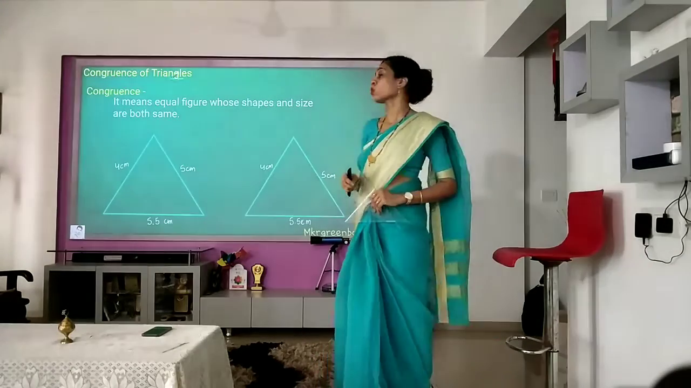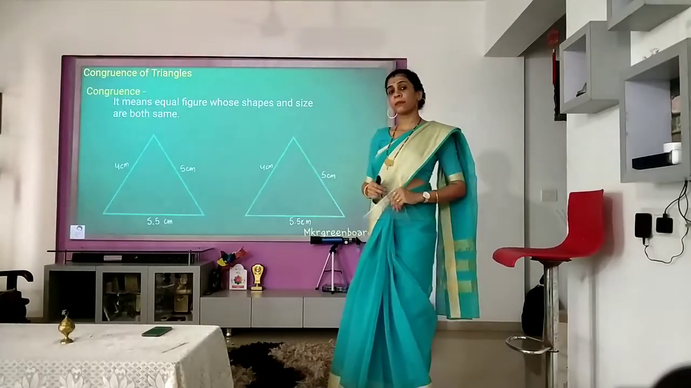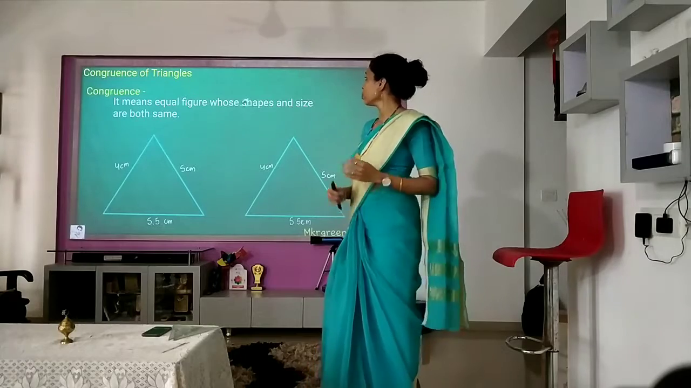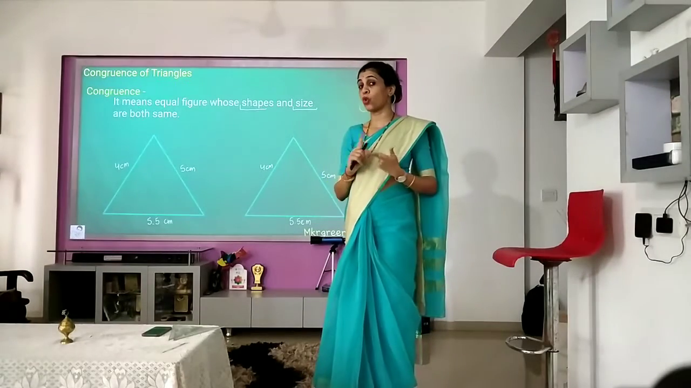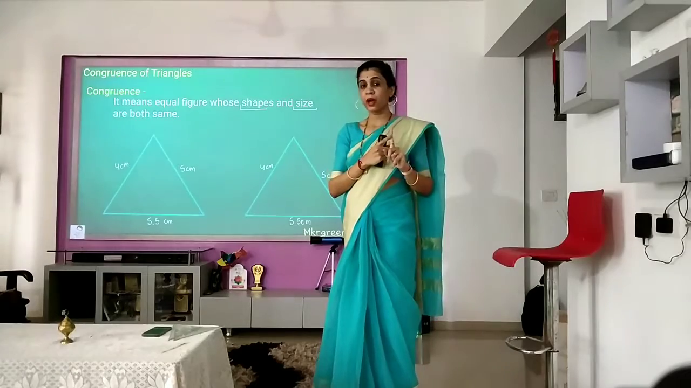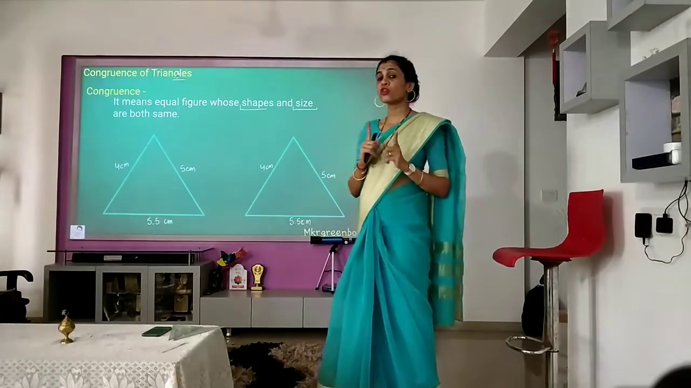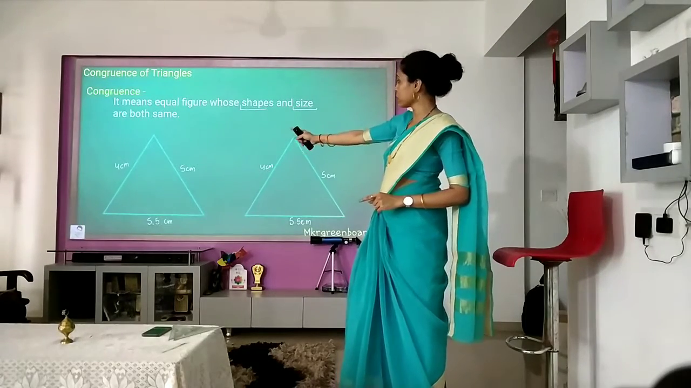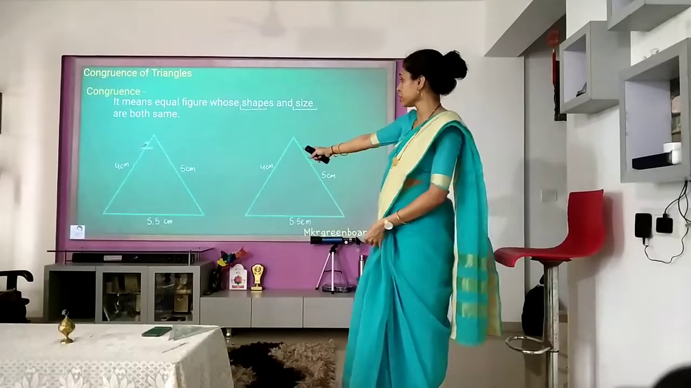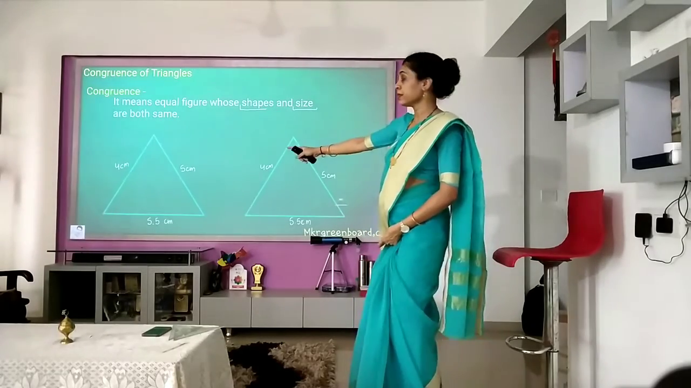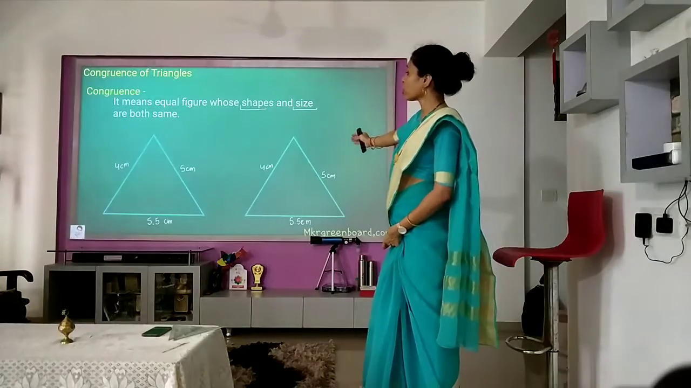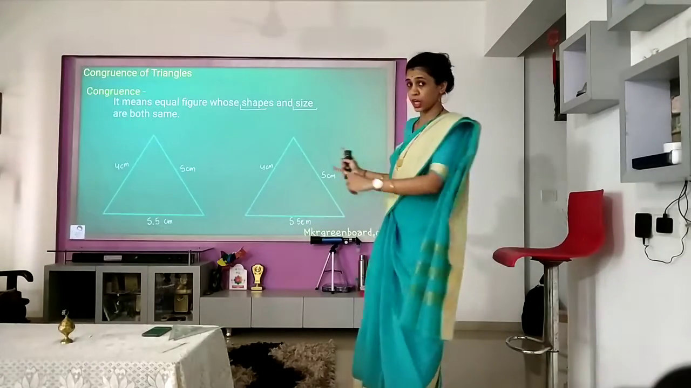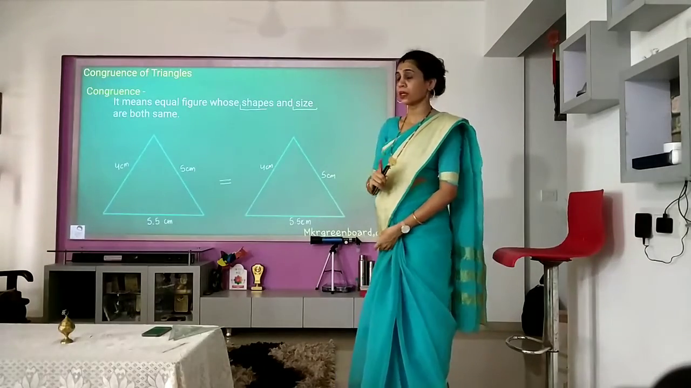Now comes the topic congruence. What do you understand by the word congruence? Congruence means equal figures whose shape and size both are the same. The shape as well as the size both should be the same. See, if the first triangle is drawn with 4 cm, 5 cm and 5.5 cm as the side lengths, the second triangle is also drawn with the same sides, and you can check that they are of the same shape. They both are representing triangles.